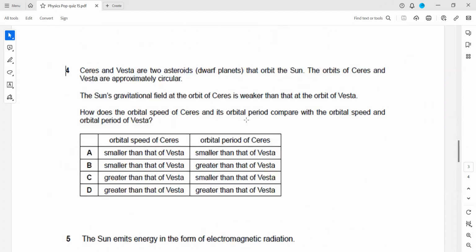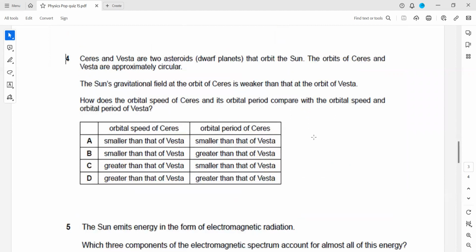In question 4, we have two dwarf planets, like asteroids, and the orbits are approximately circular. The Sun's gravitational field strength is stronger on Vesta compared to Ceres. For example, if this is representing the Sun, which one is closer? As you can see in this statement.